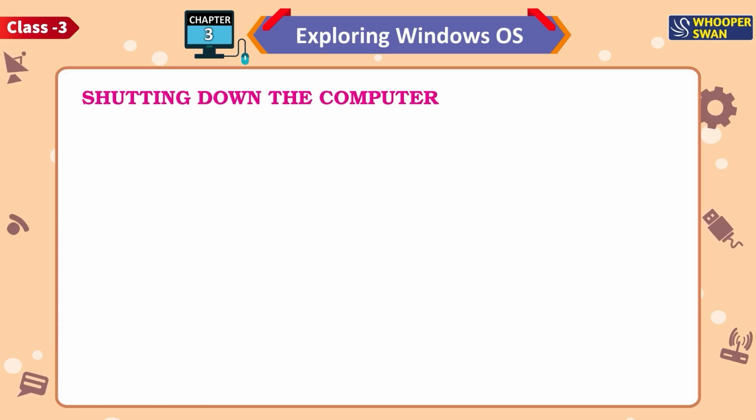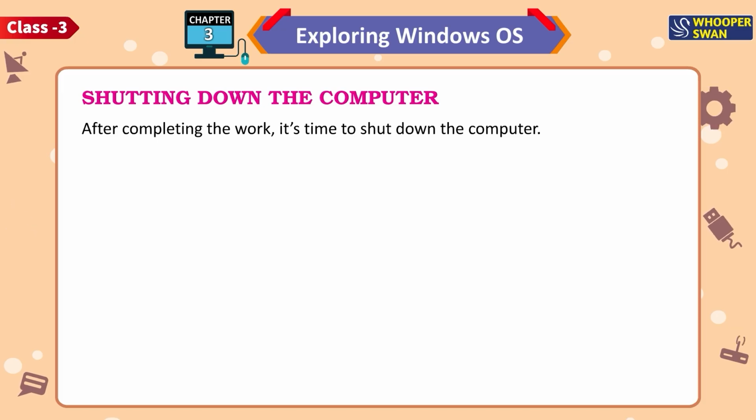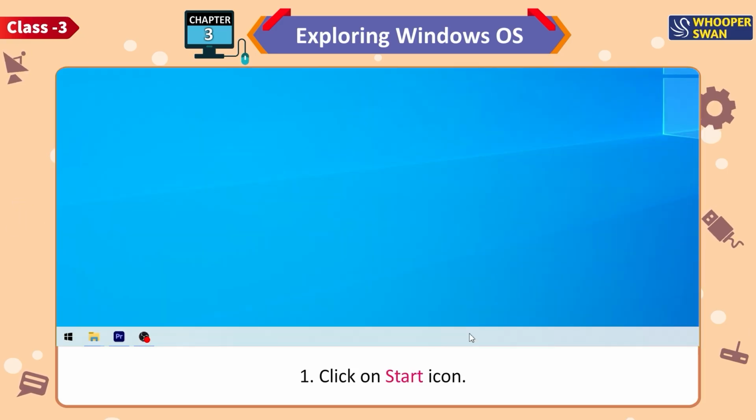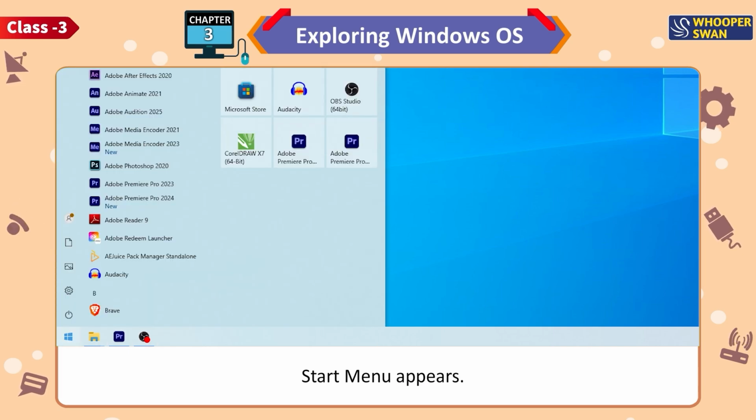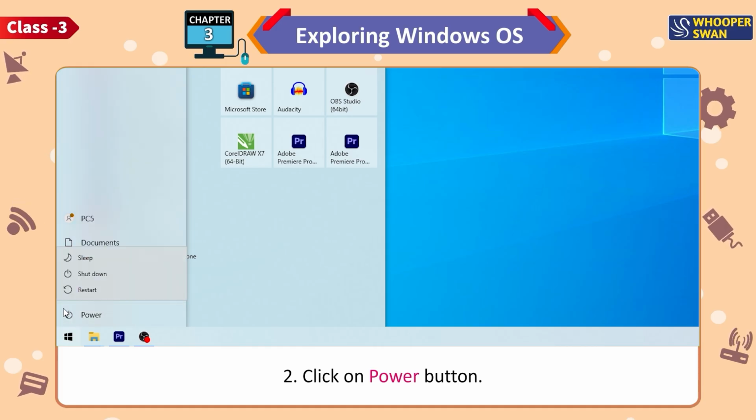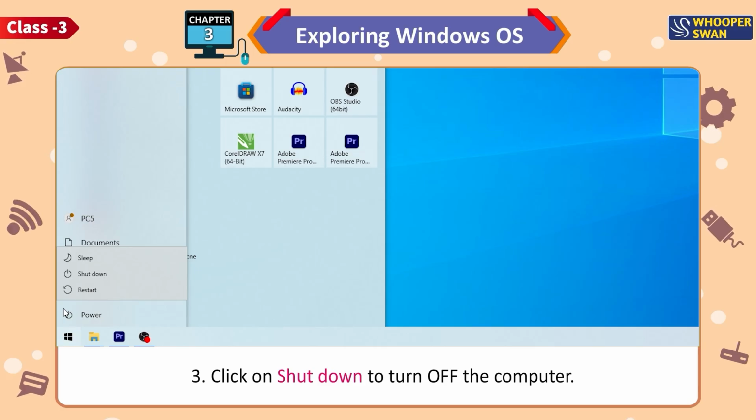Shutting down the computer. After completing the work, it's time to shut down the computer. Follow the steps to shut down the computer. Step 1. Click on Start icon. Start menu appears. Step 2. Click on Power button. A submenu appears. Step 3. Click on Shut down to turn off the computer.